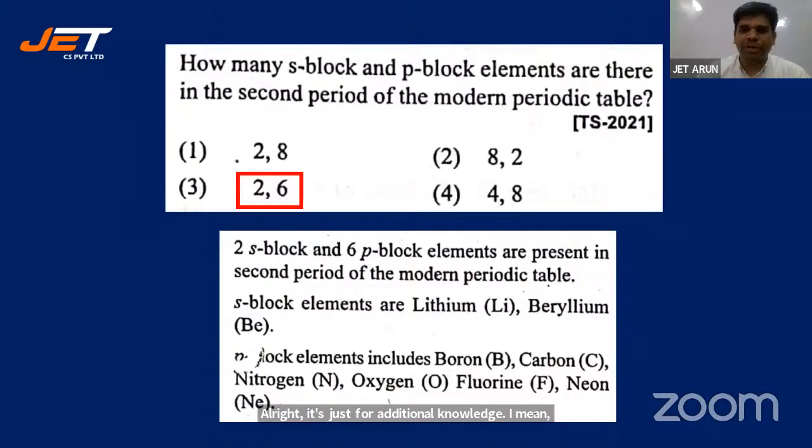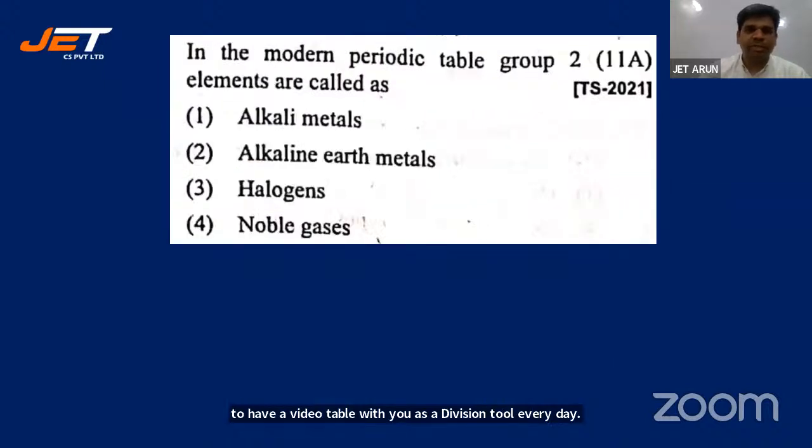It's a good habit to have a periodic table with you as a revision tool every day. Let's go for the next question. In the modern periodic table, group 2 elements are called as second A group elements. They are called as alkali metals, alkaline earth metals, halogens, noble gases.